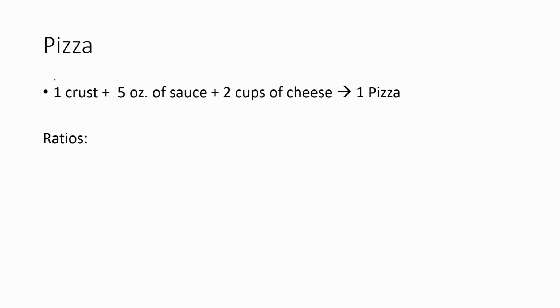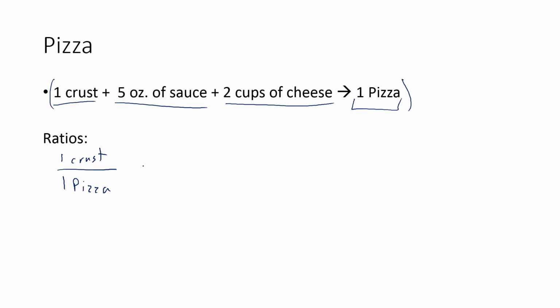So to illustrate this first in a non-chemical way, let's pretend that this is our chemical equation. To make pizza, we use 1 crust, 5 ounces of sauce, and 2 cups of cheese. And if I put all those things together, I get 1 pizza. So some ratios I can get here that I can use as conversion factors: something like 1 crust per 1 pizza, or I can use this the other way. There's 1 pizza for every 1 crust.